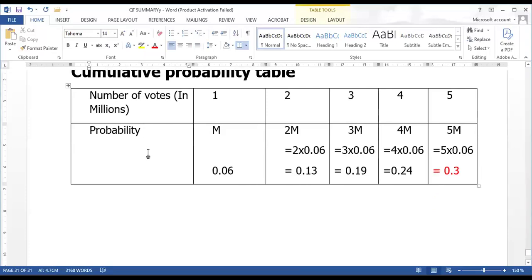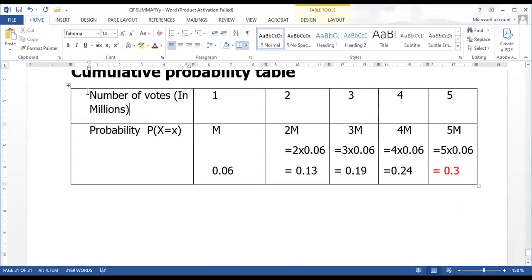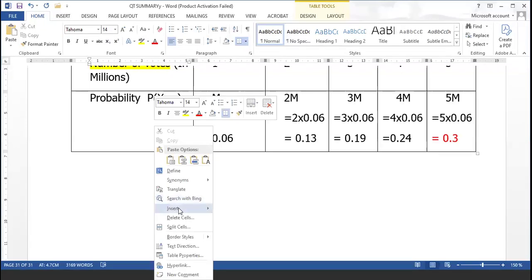So I add another. This probability is like getting P(X = x), small x. Sometimes they will always give you that. And also here, this is like your x. This is your random variable x. Okay, now we need the cumulative one. The cumulative. So I add another row.